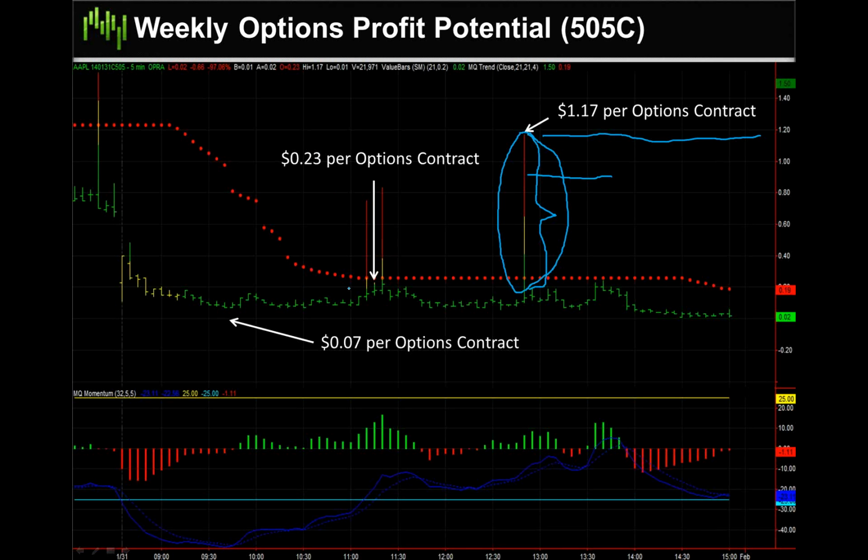So about a 200% profit potential here with out of the money options. Now, when you're trading the day of expiration or approaching expiration, I recommend trading at the money or in the money options. Okay, that's where you're going to get your greatest bang for your buck.